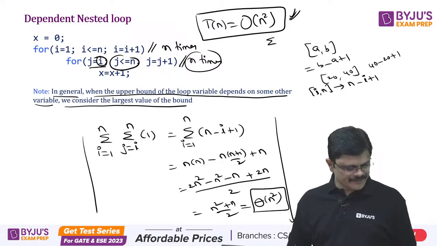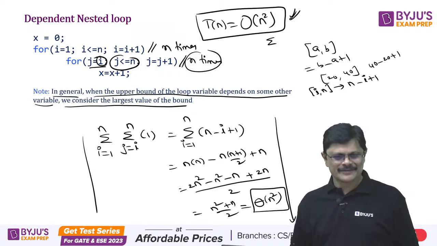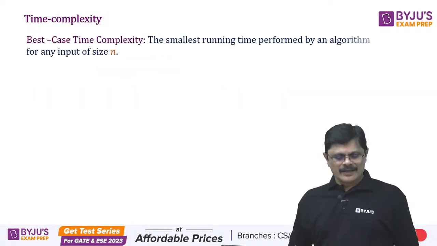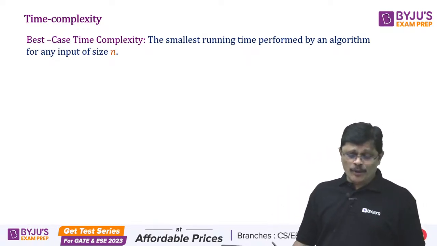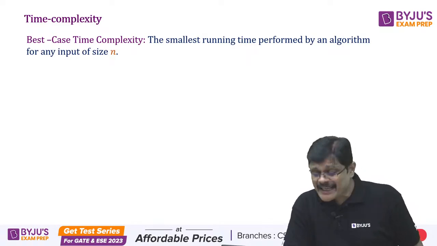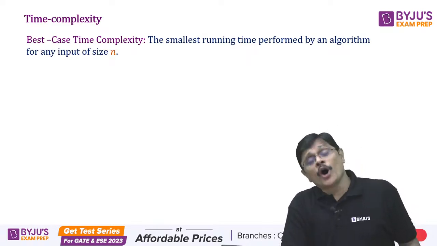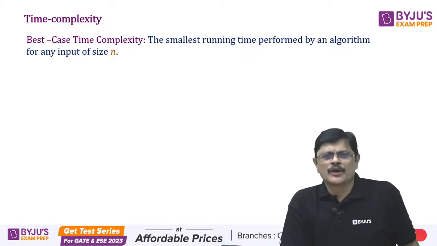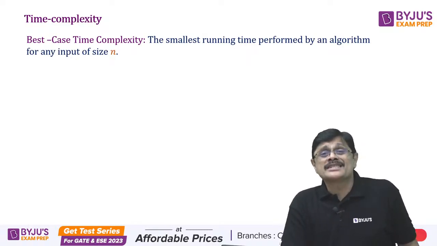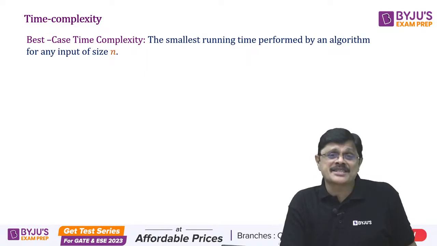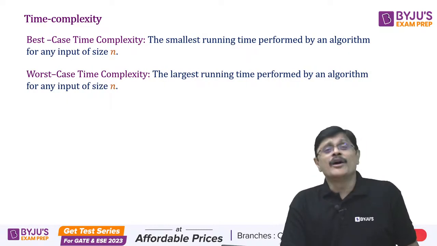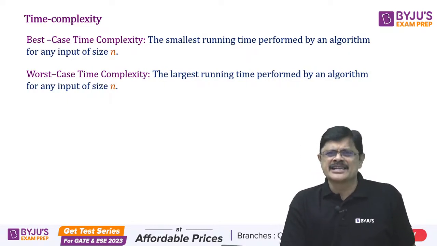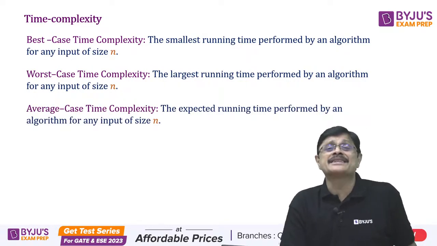Is the idea clear? Very good. Of course, whenever you talk about time complexity, there are three types. Best case is the smallest running time performed by an algorithm over all inputs of size n. Over all inputs of size n, the best running time is what is called the best case running time, my dear friends. Worst case is the largest running time performed by an algorithm over all inputs of size n. See, generally average case people misread or misunderstand, sir. Average case is not average time, it is expected time.